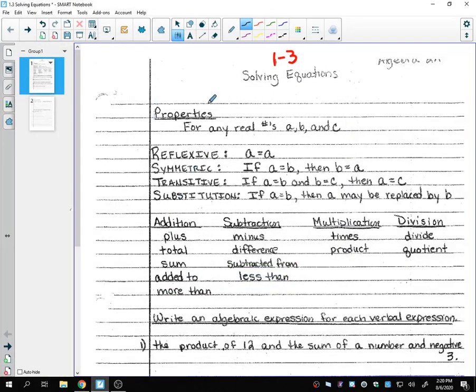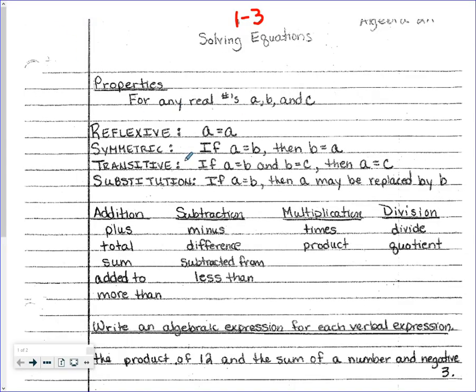All right, we're on 1-3, solving equations. We're going to talk about some properties for any real numbers a, b, and c. The first one is the reflexive property. So I think of my reflection in the mirror. When I look at my reflection in the mirror, if I'm not moving, I just see myself again. So for example, a equals a. That's the reflexive property. I would write down reflection.